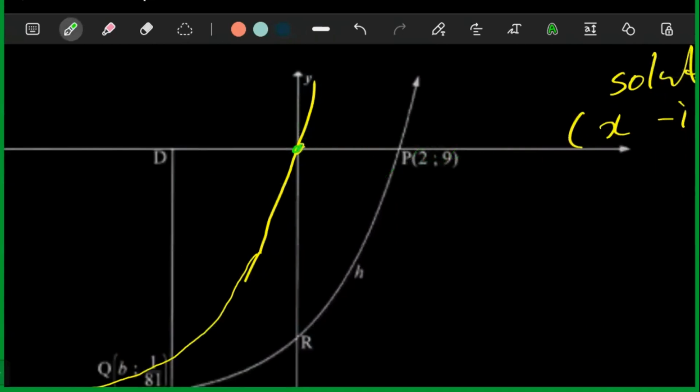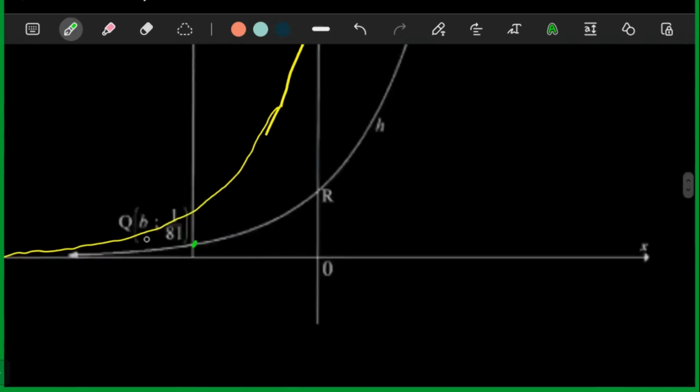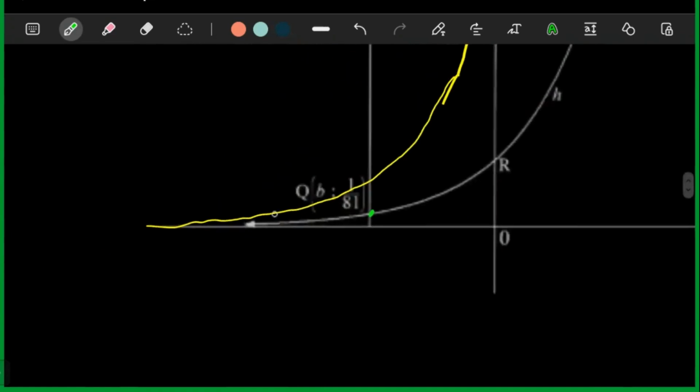This x value is now at 0, the y value is still a 9. This value of q initially started at -4 and 1 over 81. So when it's moved 2 units to the left, that point is going to be somewhere here. And the coordinate there is going to be -6 and still 1 over 81 because it was not moved up or down.